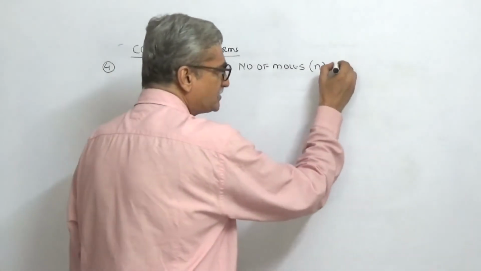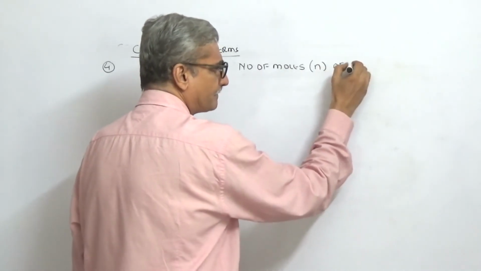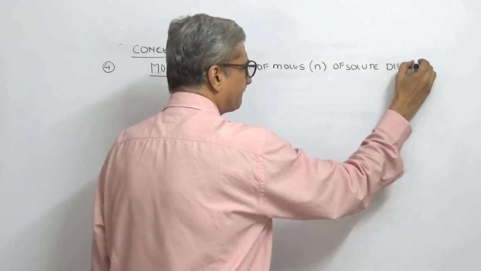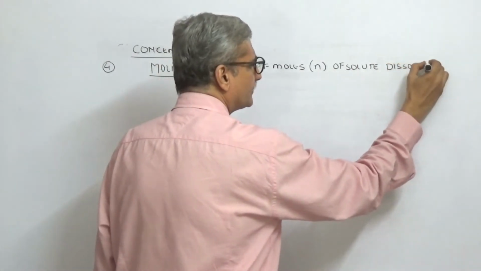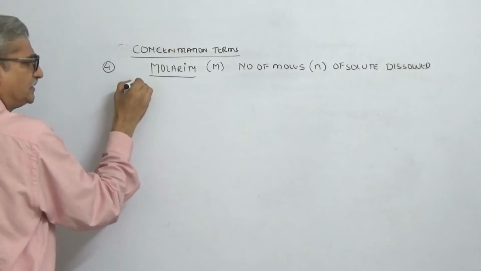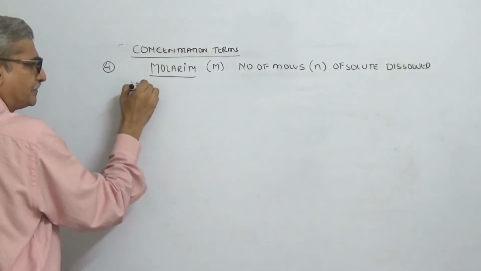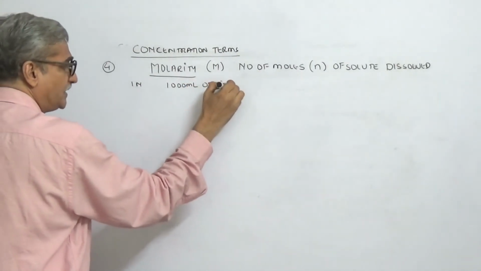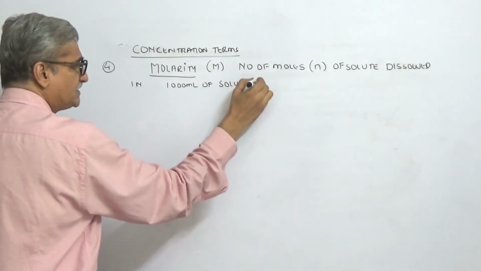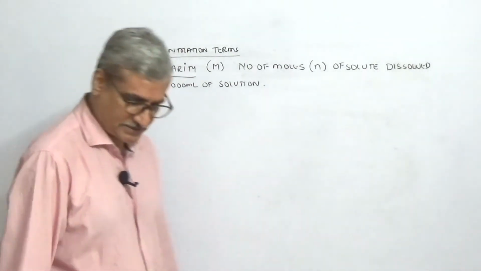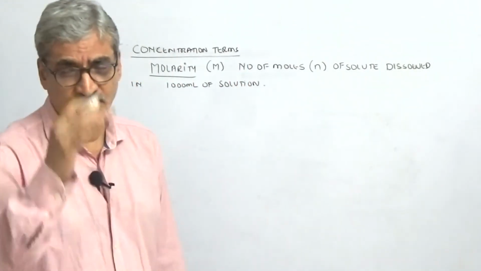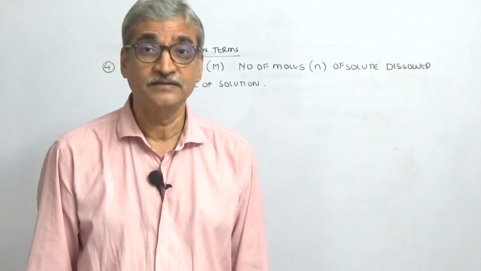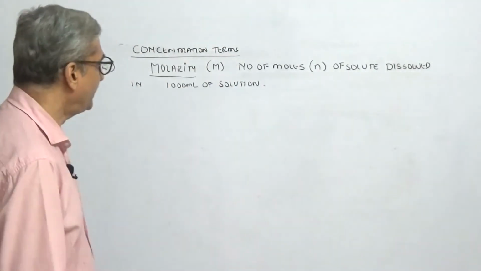Number of moles of solute dissolved in 1 liter or 1000 ml of solution. So this will be subject to what? Temperature variation. As the temperature increases, the volume increases, concentration decreases. Is this point clear? So it is temperature dependent.